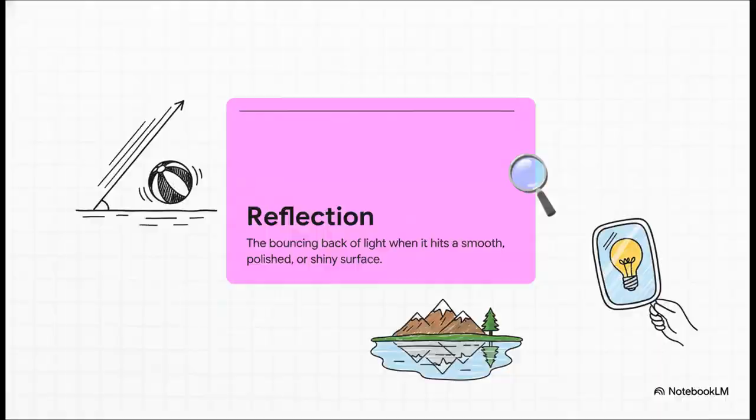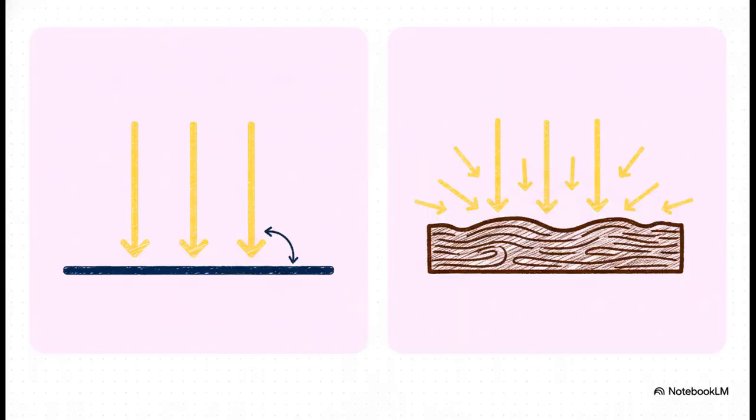organized way. Now, not all bouncing is created equal. On a super smooth surface like a mirror, all those light rays bounce off at the exact same angle. We call that specular reflection. But on a rough surface, like, say, this desk or a piece of paper, the light rays hit all these little bumps and scatter in every direction. That's diffuse reflection. But here's the kicker. The same simple rule is behind both of them.